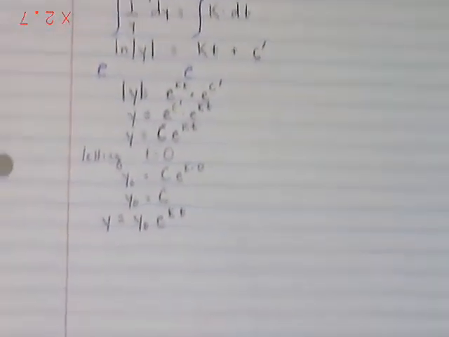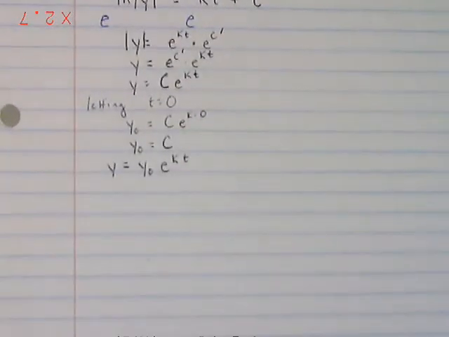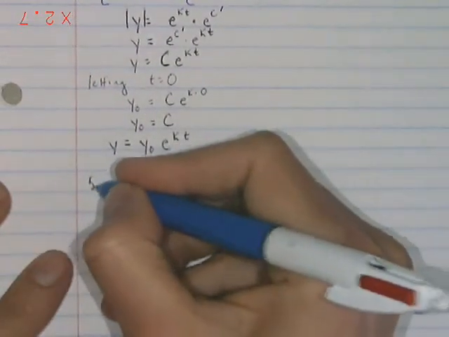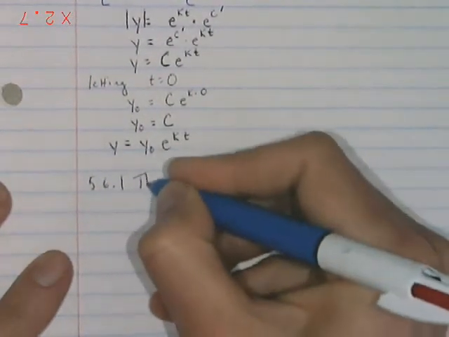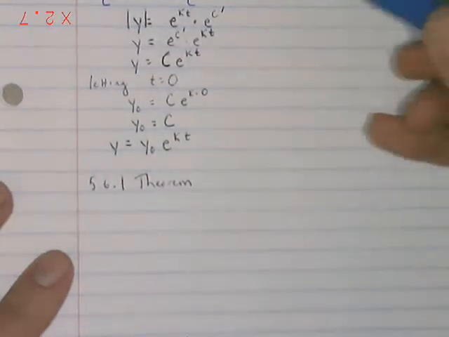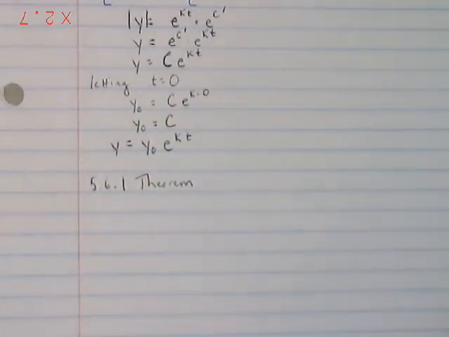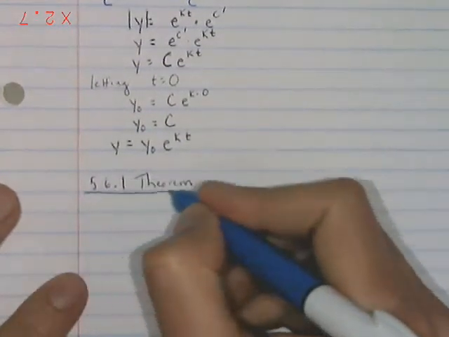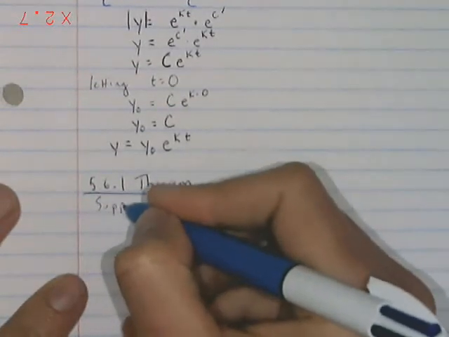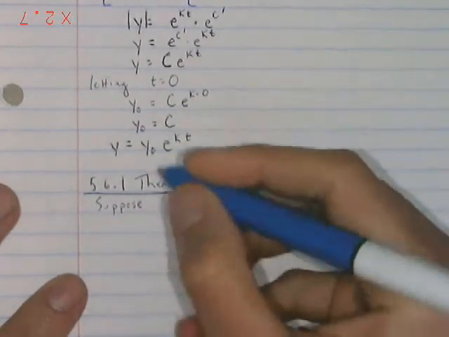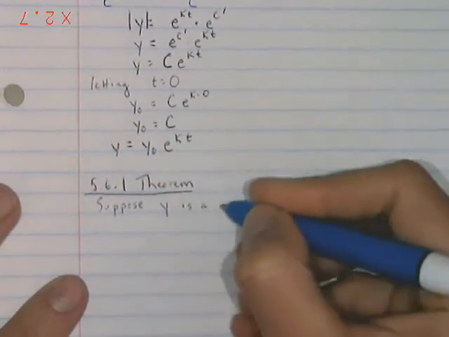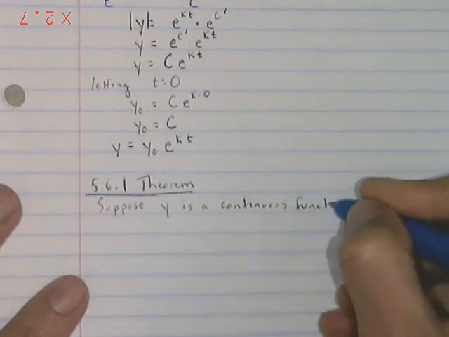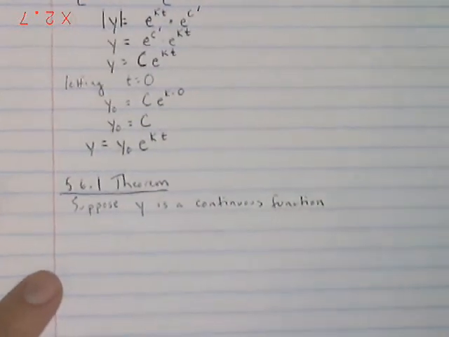Okay? And so the book, as it is wont to do, puts this into a theorem, which it calls 5.6.1. And all it says is basically what we did up here, that if we know that we've got some function y, it further stipulates that y has to be greater than 0.